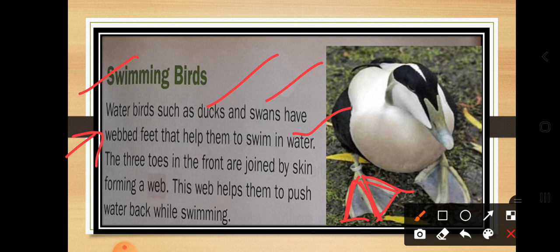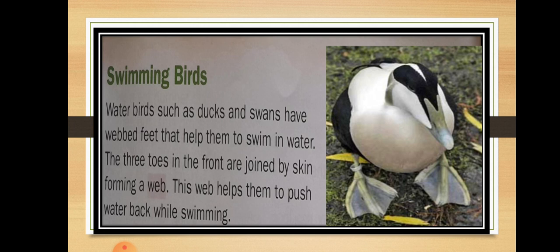The three toes in the front are joined by skin, forming a web. As I told, there is one small layer which joins them together to form a web. This web helps them push water back while swimming. With the help of such toes, these birds can swim. Take the example of ducks and swans. They have webbed feet. So these are the swimming birds.